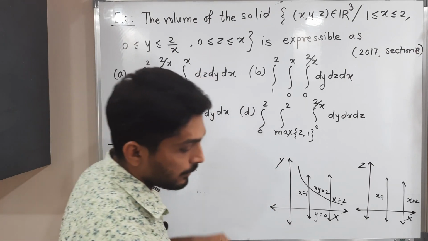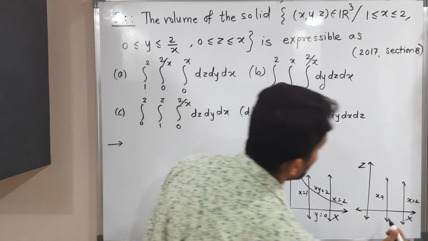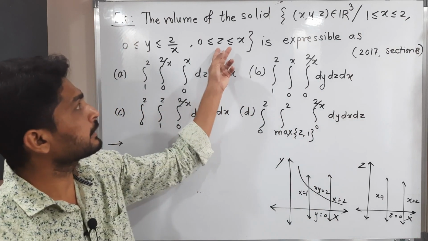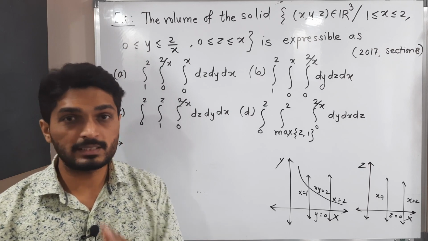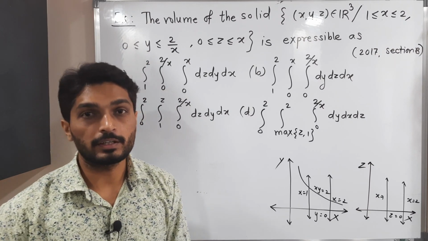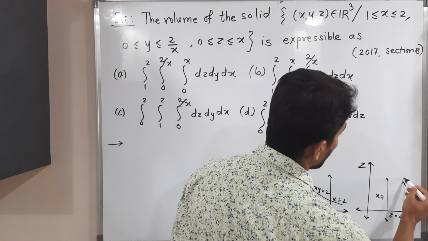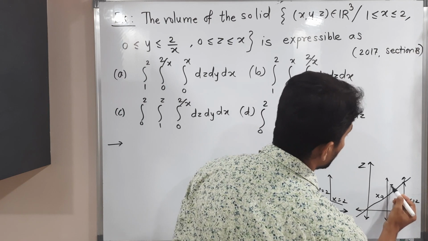Next, z is equal to 0. In the xz plane, z is equal to 0 means the x-axis. And the next one is z is equal to x. This is the equation of a line passing through the origin which makes an angle of 45 degrees with the positive x-axis. That means z is equal to x. I am drawing a rough sketch here. It will be like this: z is equal to x.